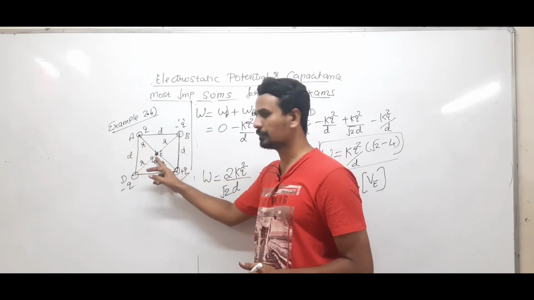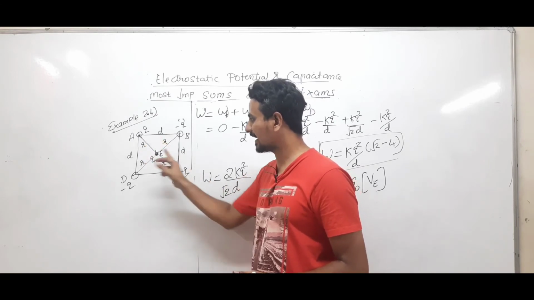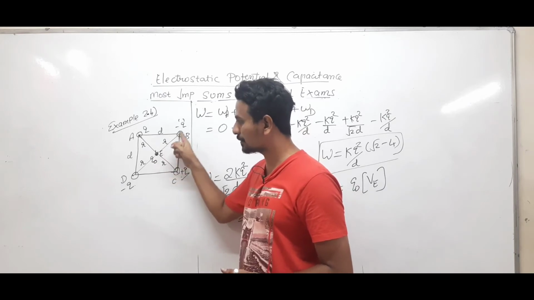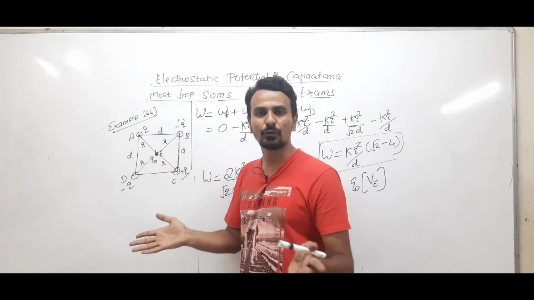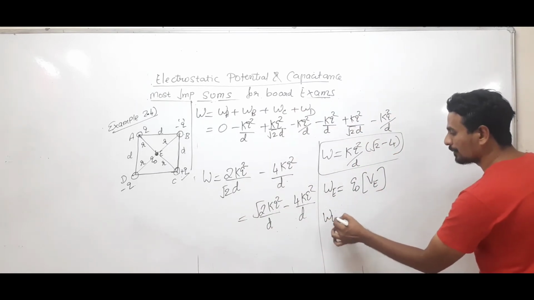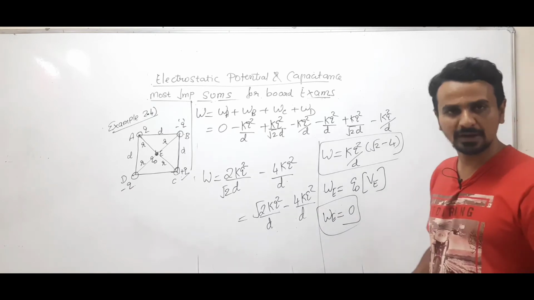This charge is positive, this is positive, so their potential will be kq by R, kq by R, kq0 by R, kq0 by R. This will be minus kq0 by R, minus kq0 by R. Total will be 0. So potential is 0. So work done to bring the charge at the center will be 0. Clear? Okay, we will solve another question.